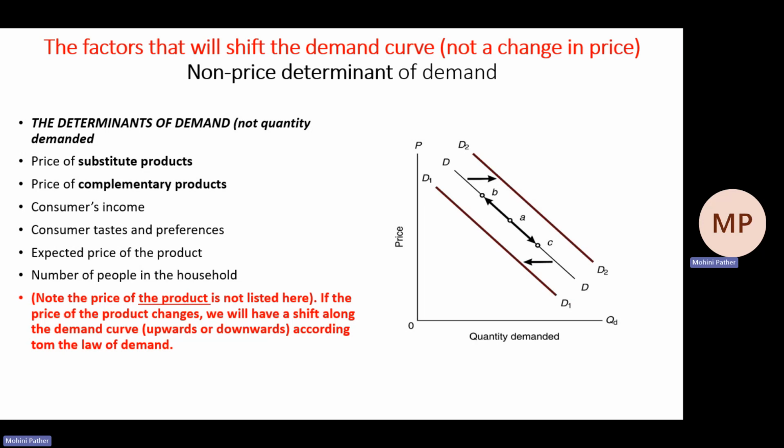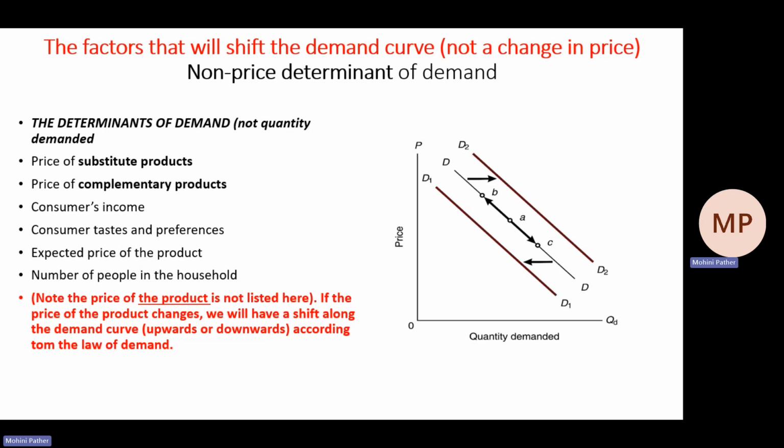Now, this can be quite difficult to distinguish between in a test scenario, but just think about the time frame that you're operating in. If the case study they're giving you is happening in the current, or they mention the word expectations, then they are driving you towards a non-price determinant of demand. Okay, so it's not a movement along your curve, it is a shift of your demand curve.